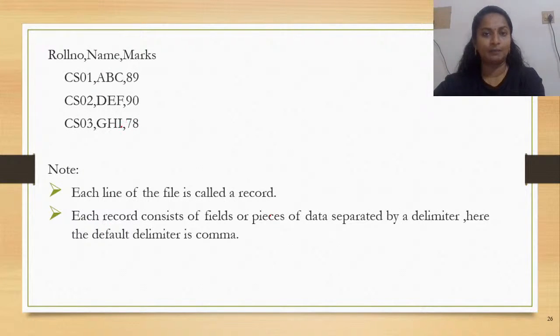Now, the same example of the CSV file we are taking, and let's relate it to what we have already learned with the definition. Here we say that each line of the file is called a record, and the very first line corresponds to the heading. So each record consists of fields or pieces of data separated by a delimiter, and here the default delimiter is comma. We have not changed it.